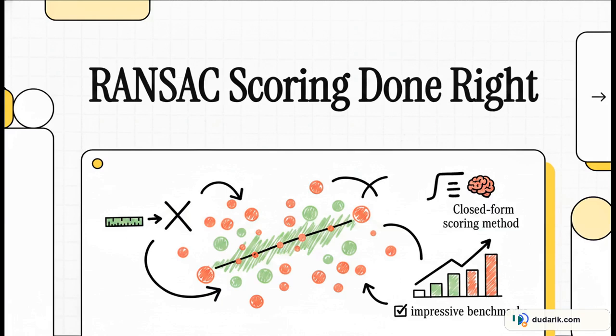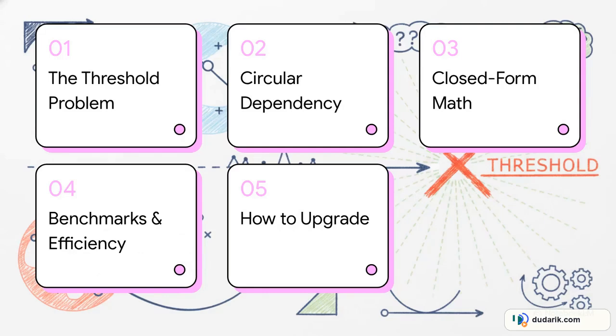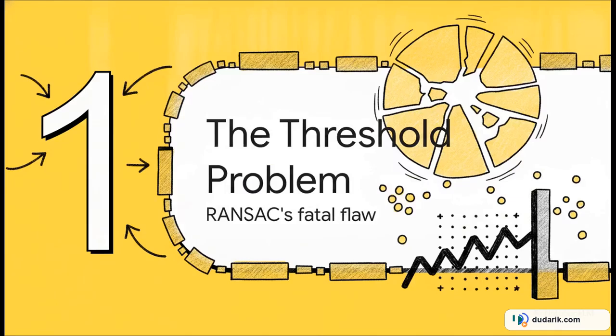We're going to dive into the theory, the math, and some seriously impressive benchmarks that could reshape how we handle robust model fitting. Here is our roadmap for the explainer today. We'll start with the RANSAC threshold problem, talk about breaking that circular dependency, dig into the closed-form math solution, check out the benchmarks, and wrap up with exactly how developers can upgrade. All right, Section 1, the RANSAC threshold problem.